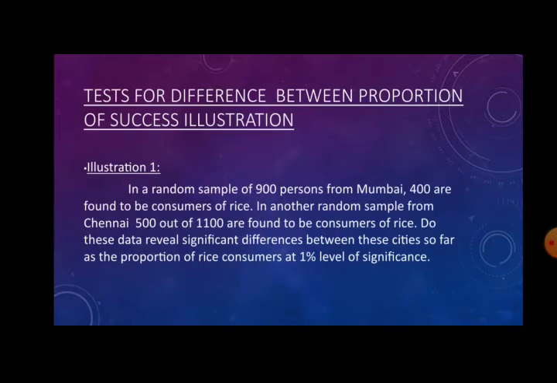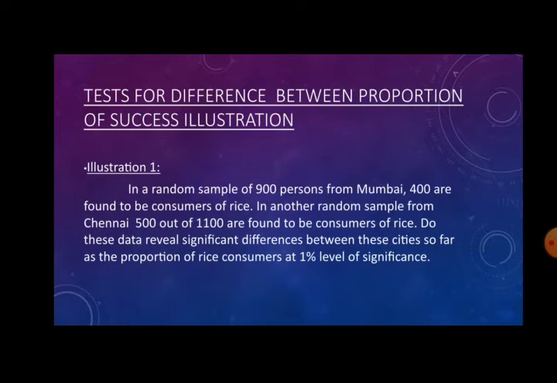Test for difference between proportion of success, illustration. This is the second part of my seminar. Let us see the sum. In a random sample of 900 persons from Mumbai, 400 are found to be consumers of rice. In another random sample from Chennai, 500 out of 1100 are found to be consumers of rice. Do these data reveal a significant difference between these cities so far as the proportion of rice consumers is concerned, at 1% level of significance?